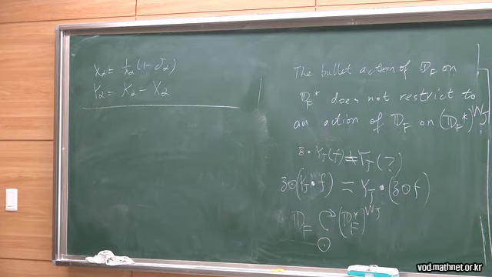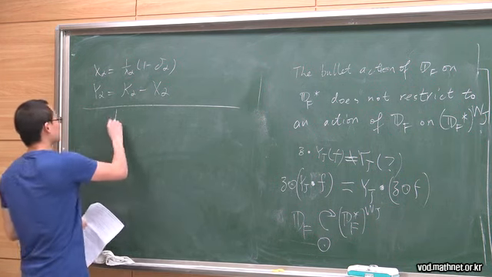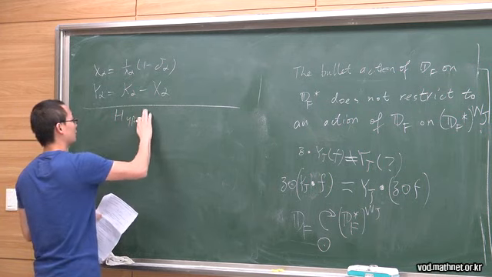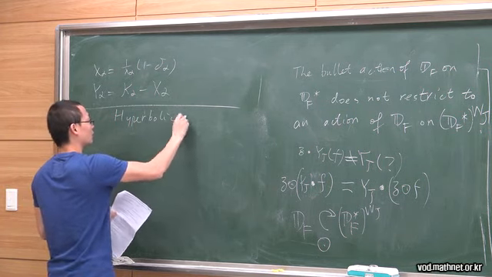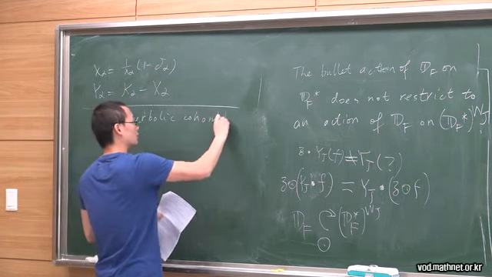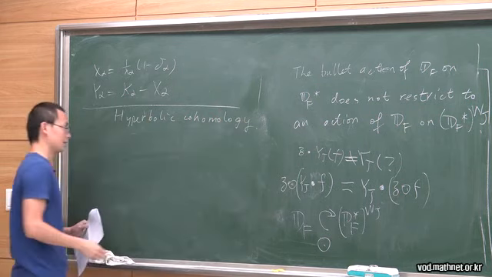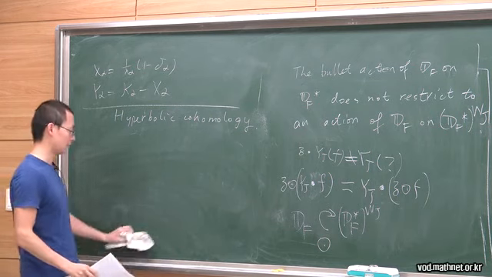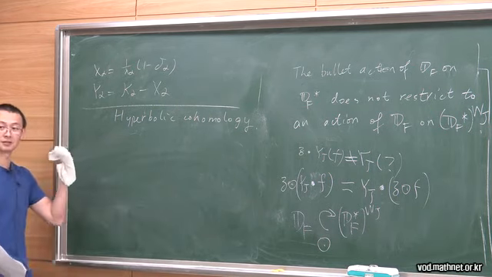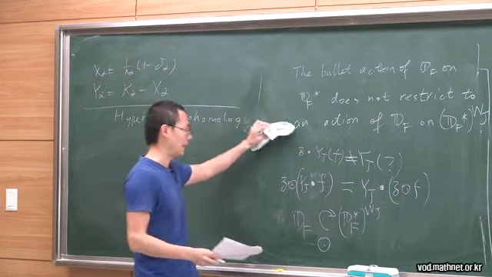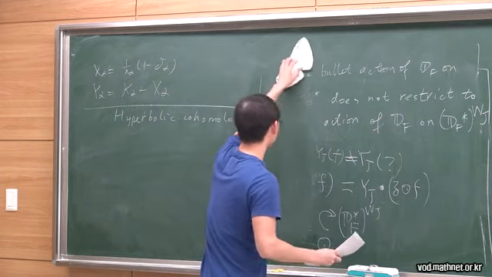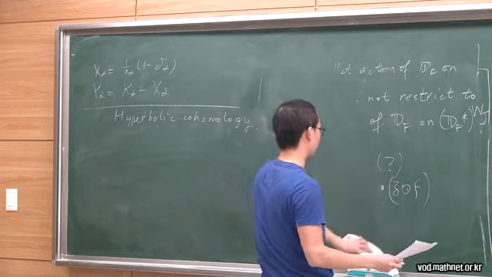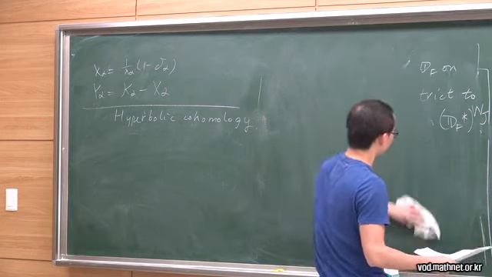Okay, so now the last part is hyperbolic cohomology. That's a name that we studied. Of course, you have hyperbolic in many contexts, but for cohomology, there's no such thing as hyperbolic cohomology. We just use it. I think it's temporary. If you don't see hyperbolic cohomology in other contexts, that's because we are the first ones to use it.